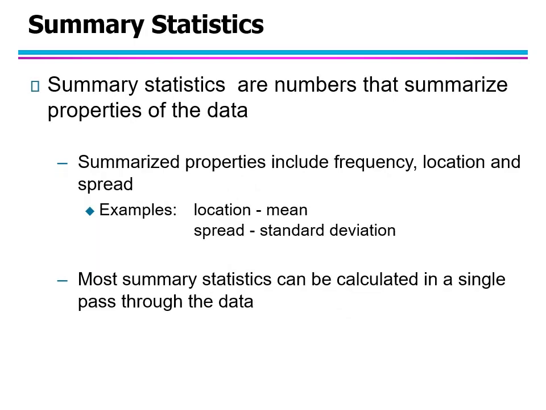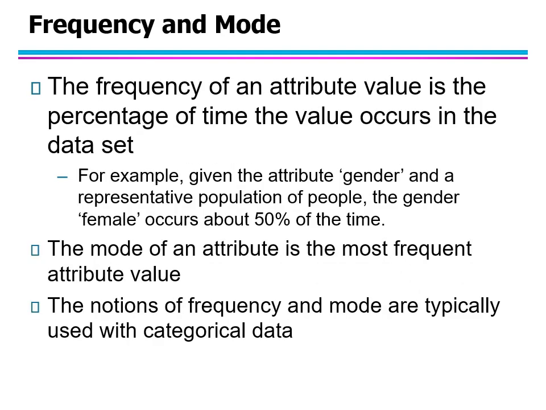Summary statistics are numbers that describe key characteristics of the data and give you a quick overview. We are looking at all of the data. Summary properties also include frequencies, location, and spread. For example, for location we have the mean, and for spread we have standard deviation, range, or variance. Most summary statistics can be calculated in a single pass through the data.